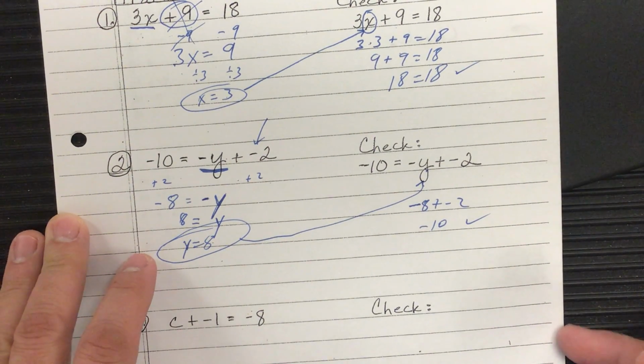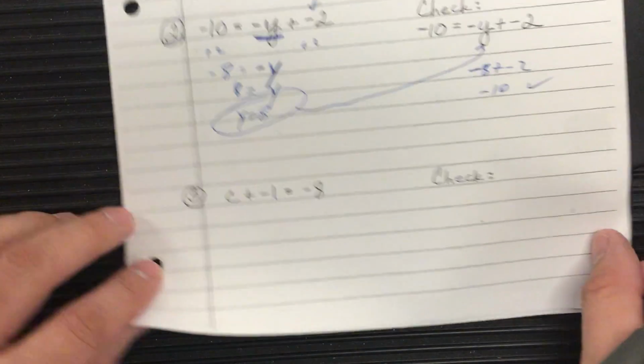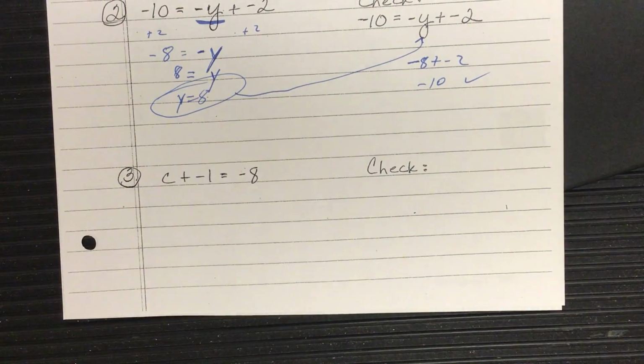I want you to try number 3. Can be a little tricky with the signs, so be careful.